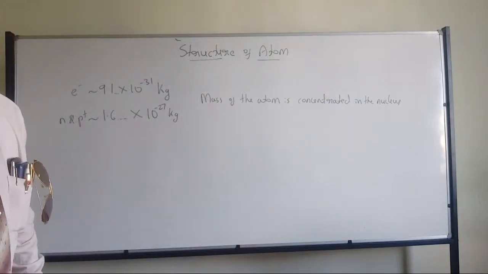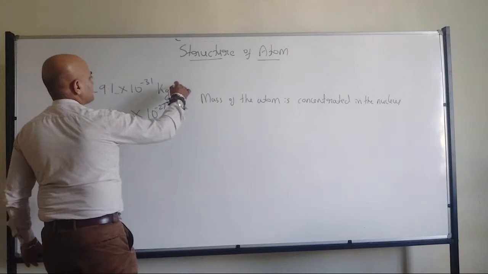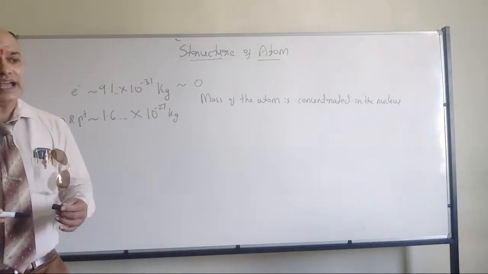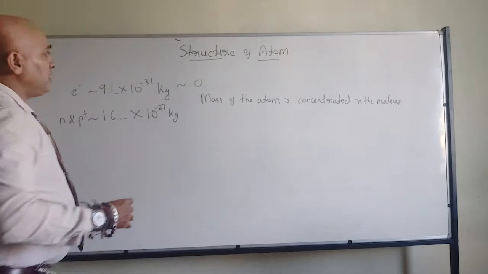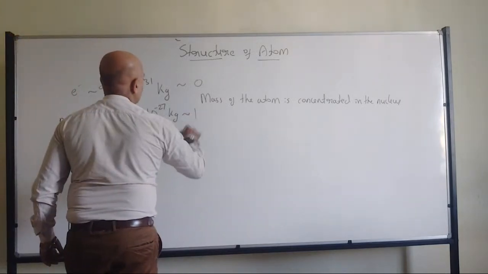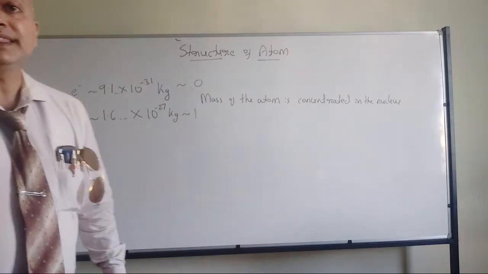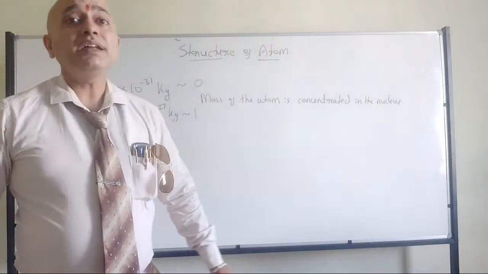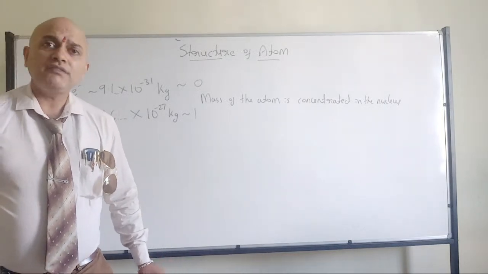Mass of the electron, if I take approximate, because writing this one will be difficult, right? So people will say the approximate mass of electron will be considered as zero. And with respect to neutron and proton, they will consider approximate mass as one. So that's where mass of the atom is concentrated in the nucleus. Electrons will have the minimal effect. All of you have understood?